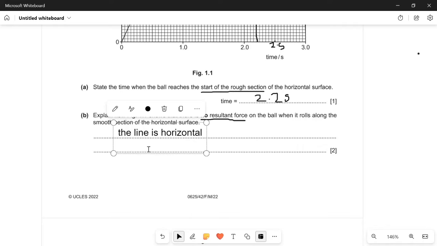So the next answer is going to be there is no acceleration, because if the line is horizontal, that means the speed is going to be constant, so acceleration is going to be 0. So we can say there is no acceleration. So let's move on to the next one.